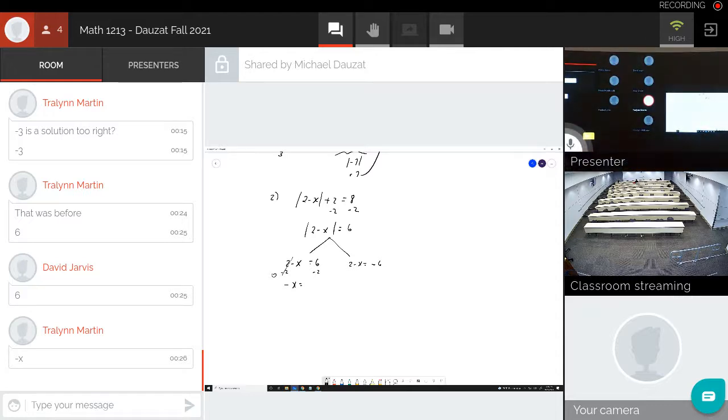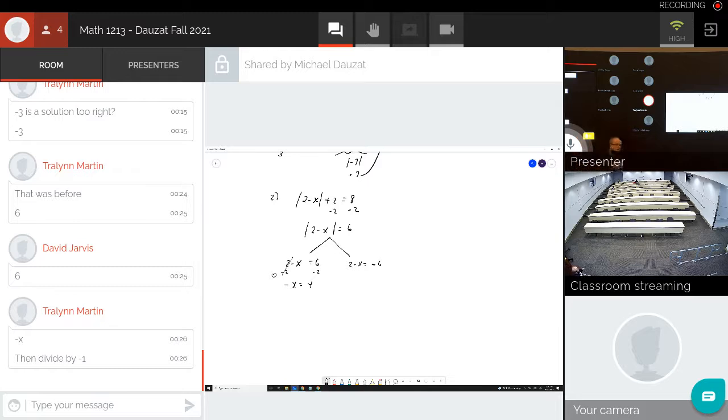So negative x equals, and what's 6 subtract 2? 4. 6 subtract 2 is 4. Now be careful. I have negative x equals 4. You all know how to deal with that now. How do I get x by itself?